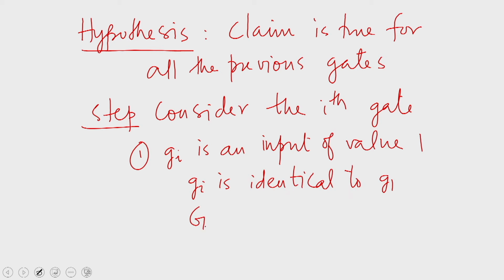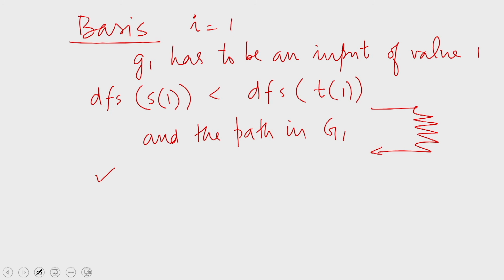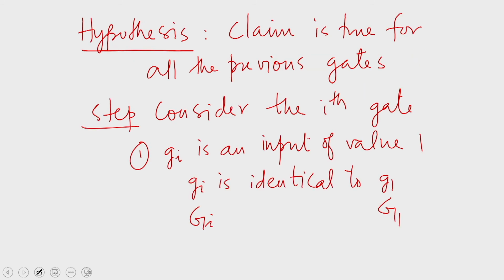So Gi is the same as G1. Therefore, DFS will proceed exactly as it did in G1, and therefore the path that we obtain is of this sort, and S of i will be visited before T of i. And in particular, Gi evaluates to 1, therefore the claim holds good.